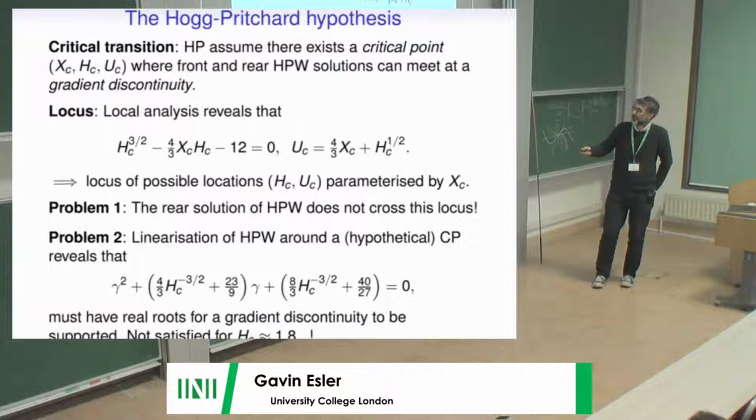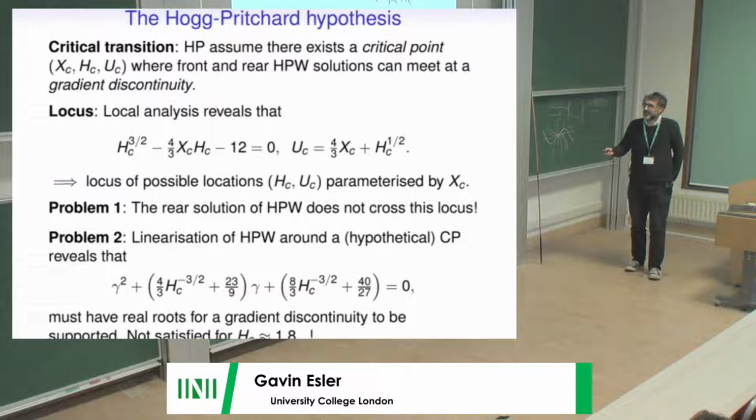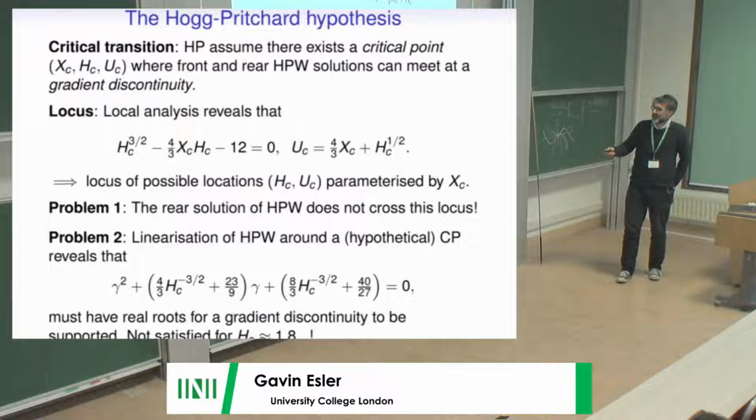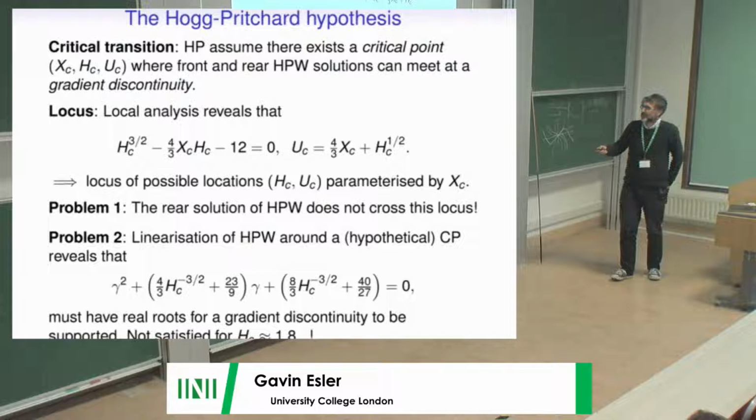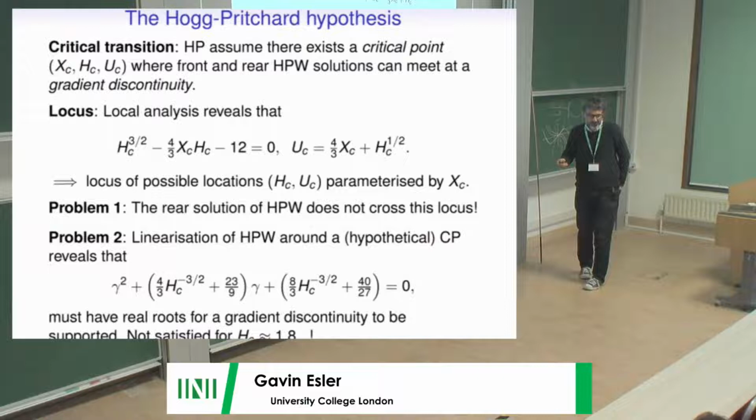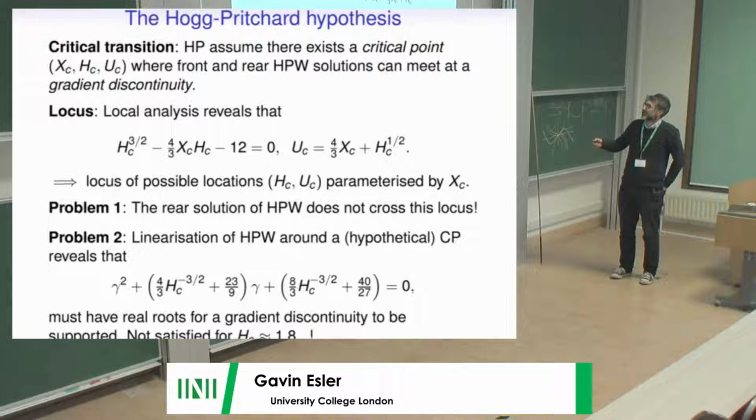You end up with this quadratic, which has to have real roots for a gradient discontinuity to be possible at the critical point. And when you plug in the value at which you expect the critical point to be, which is around 1.8 whenever we do our numerical calculations, you see this isn't satisfied, and so you can't have a critical point of the type that Hogg and Pritchard assumed, even though, and we'll see why they kind of didn't focus on this whenever you actually look at the numerics.